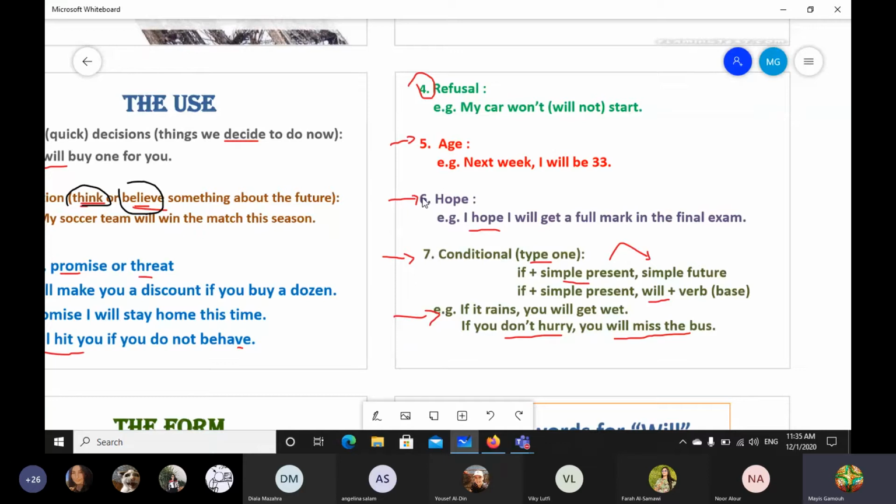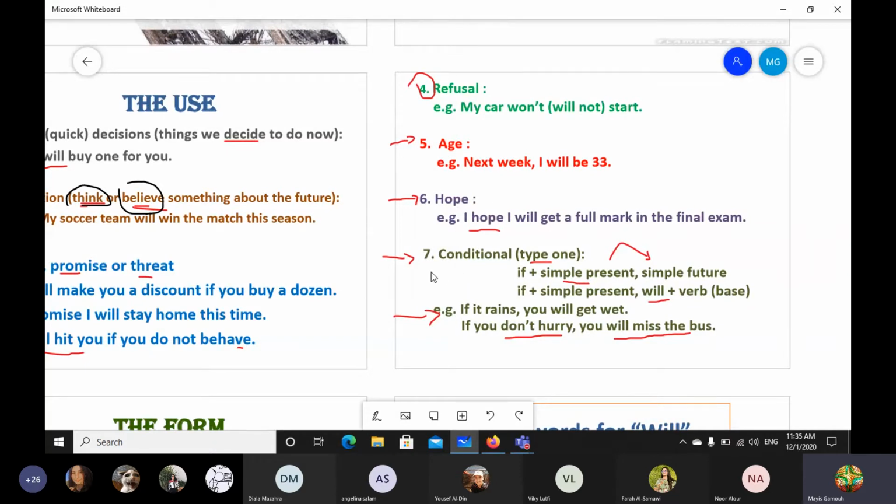Here we also have the use hope. I am studying hard for my exam, but I hope I will get a full mark in the final exam. So I might get a full mark and I might not, but I am hoping for that. So here hope is also one of the uses for will.